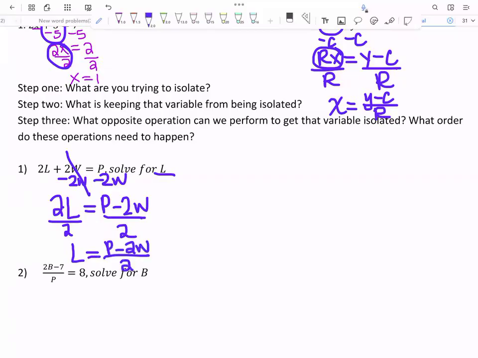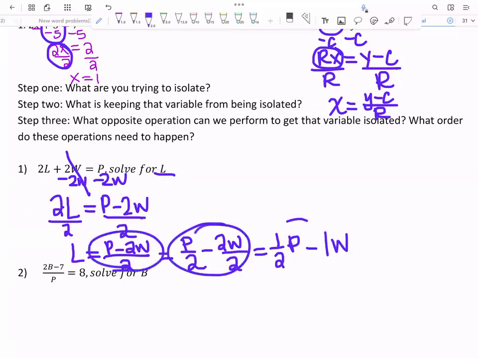So sometimes they will leave it like this, and sometimes they will simplify it further. Sometimes they'll separate our fractions. This is the same as P over 2 minus 2W over 2. We just separate it into 2 separate fractions and simplify each fraction separately. So this is the same as 1/2 P, and 2 over 2 is just 1W. So they could write it any of these 3 ways. They all mean the same thing. They're all equal. It just depends. If it's multiple choice, they could write it a different way.